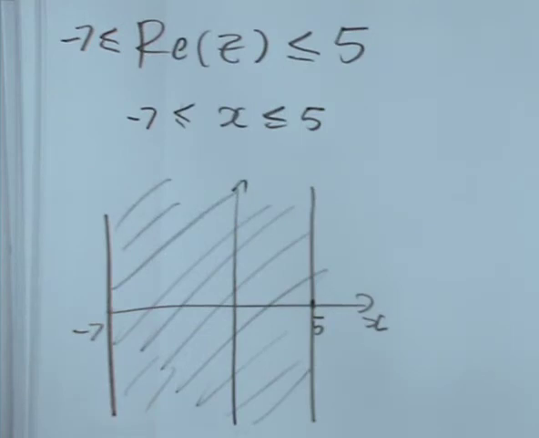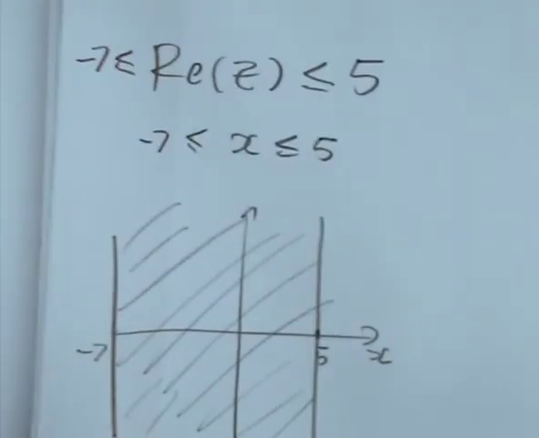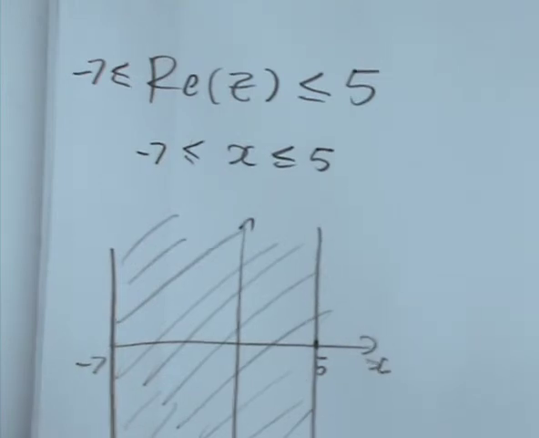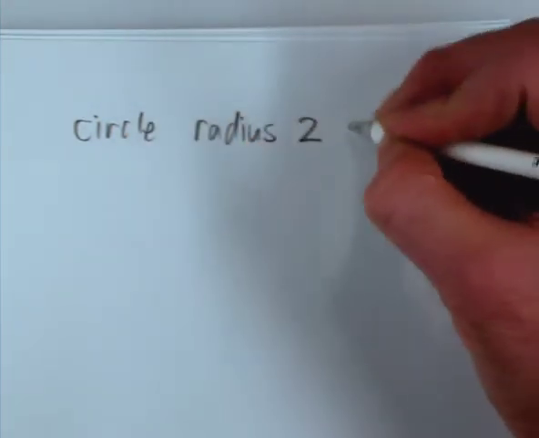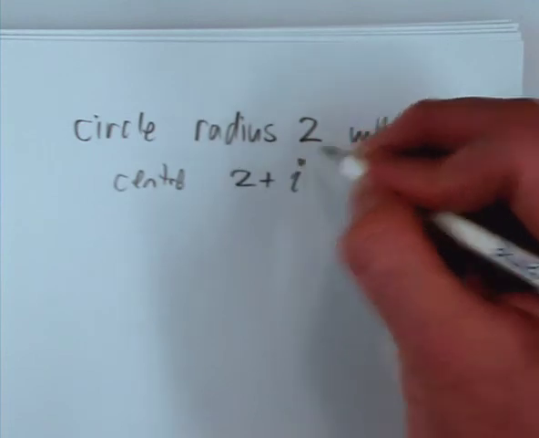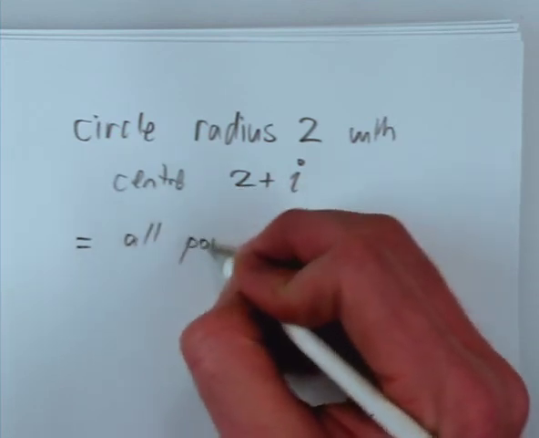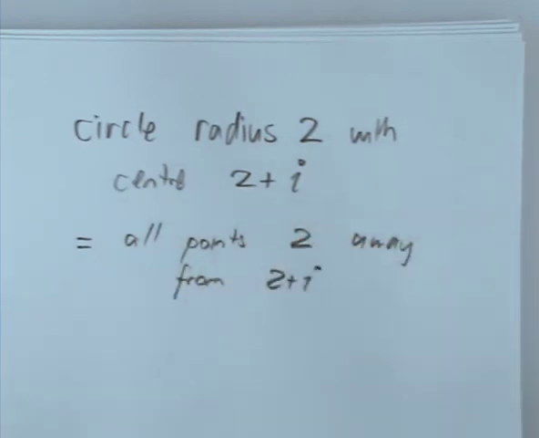And finally, if I want to make a circle, this is the most awesome bit. Sorry. If I want to make a circle, that's the easiest thing to do with complex numbers because I just talk about lengths, you see. A circle of radius, say 2, with centre at 2 plus i, right? That's all the points that are 2 away from 2 plus i. That's what a circle is, okay?